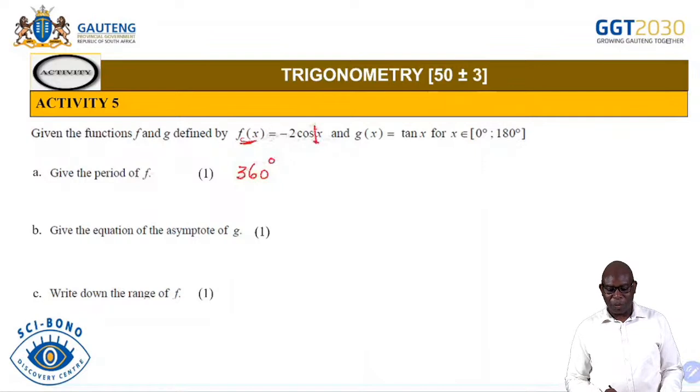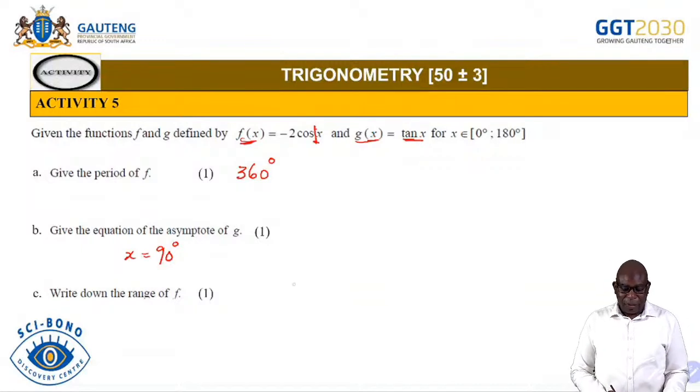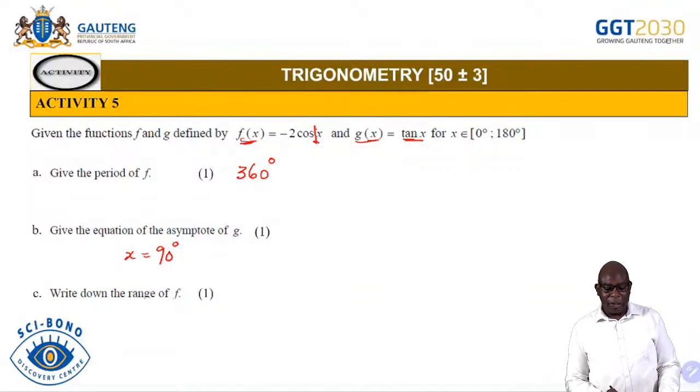Equation of the asymptote, remember the asymptote is on the tan graph. So my tan graph, the asymptote will be at 90 degrees. Right? My x value for the asymptote will be at 90 degrees. Okay. Write down the range of f. So the range of f.